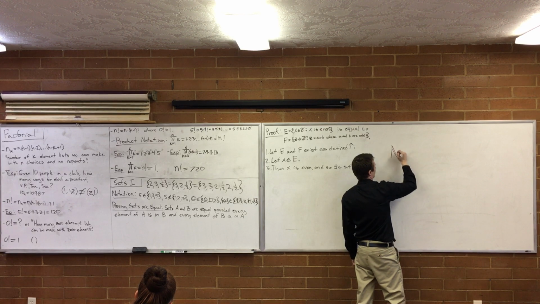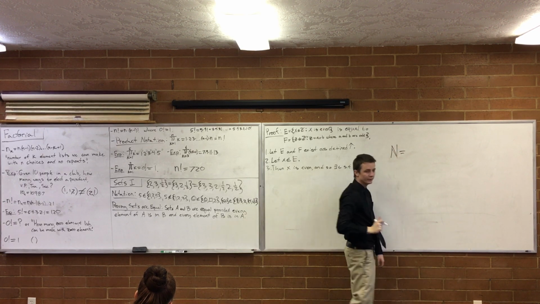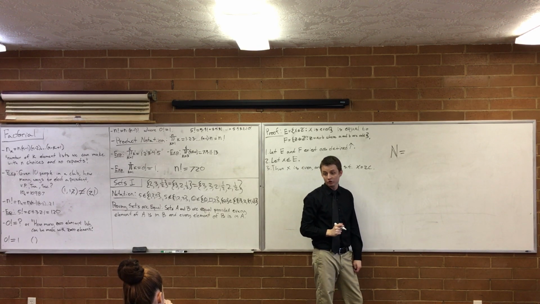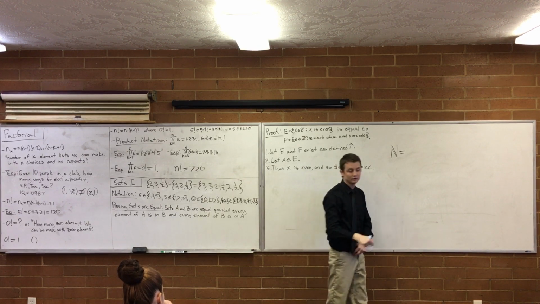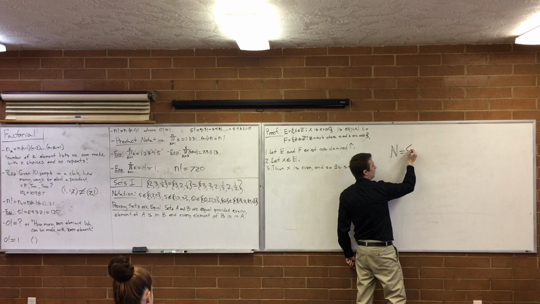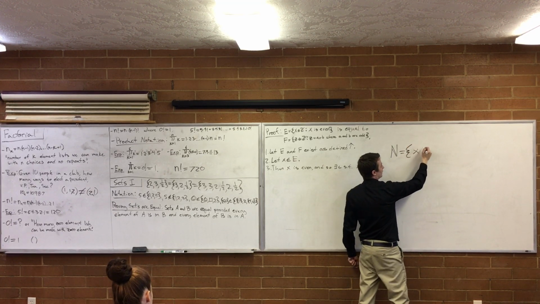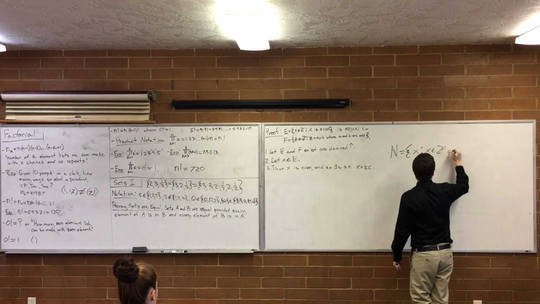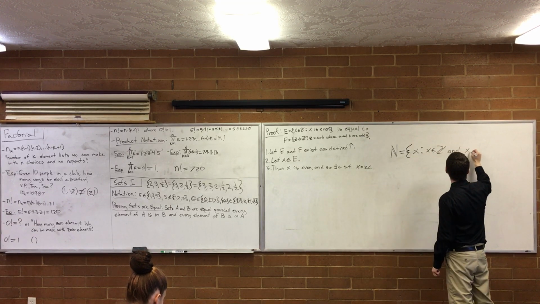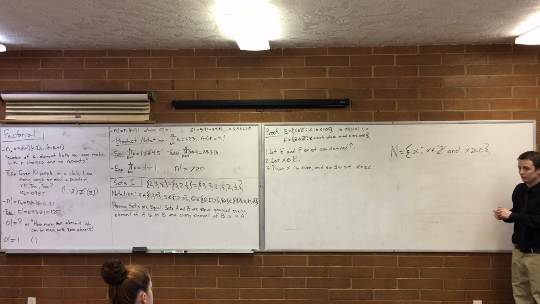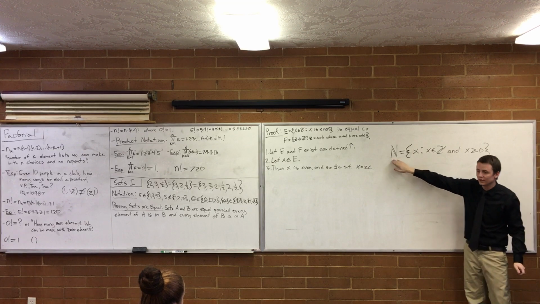So what are the natural numbers? 1, 2, 3, 4, 5, 6. Actually, 0, 1, 2, 3, 4, 5, 6. In this class, the natural numbers start with 0. So we can say the set of natural numbers is the set of all x such that x is an integer and x is greater than or equal to 0. This is another way that we could define N.